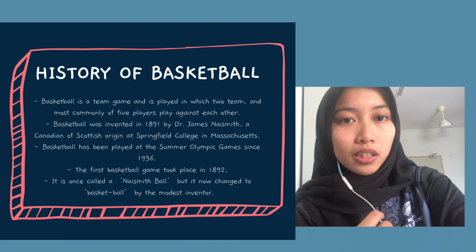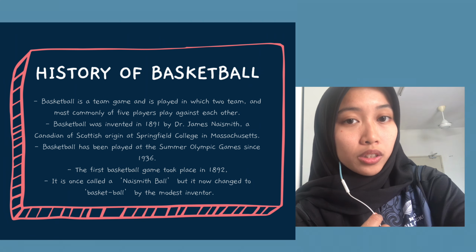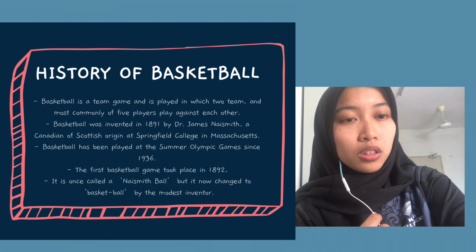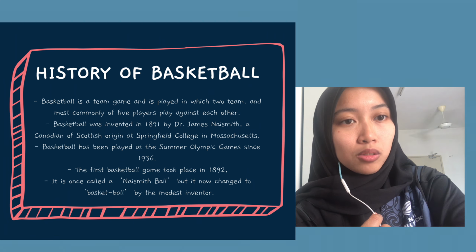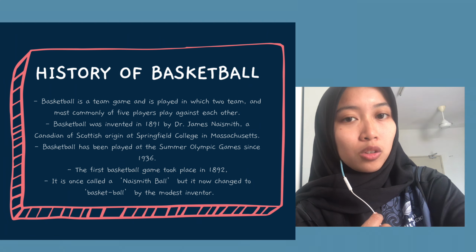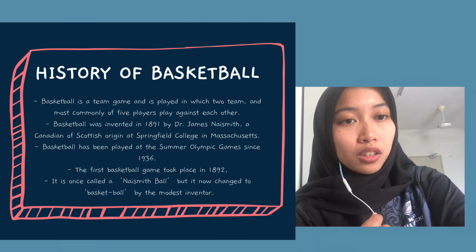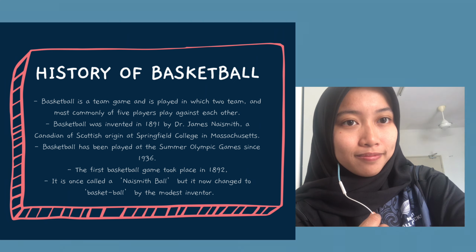Basketball has been played at the Summer Olympic Games since 1936. The first basketball game took place in 1892, where the court was half the size of what it is today. The first set of rules was published and distributed through the YMCA movement in 1892, and this resulted in the game spreading rapidly throughout Canada and the USA. It was once called a Naismith ball, but it was changed to basketball by the modest inventor.